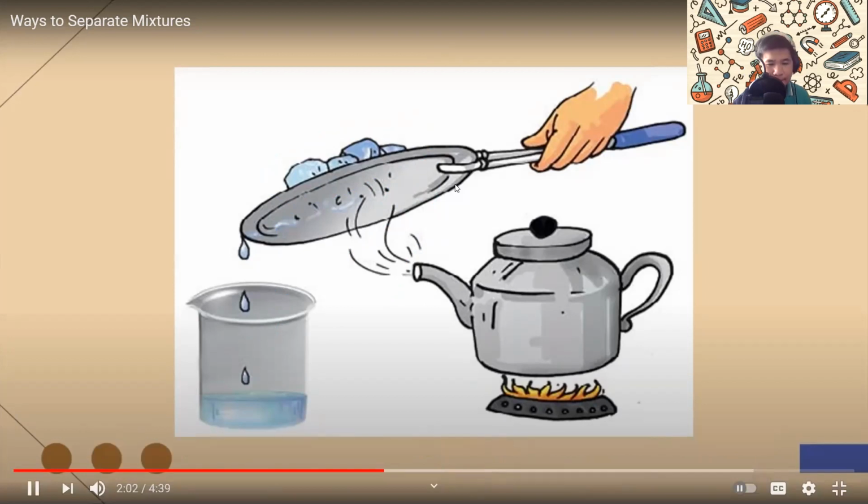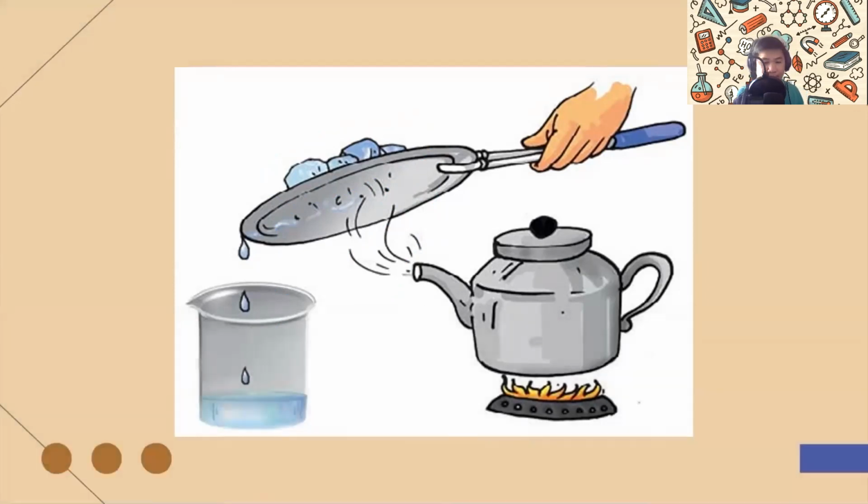This separates the salt, which will be left in the kettle, from the water that is now in the beaker.